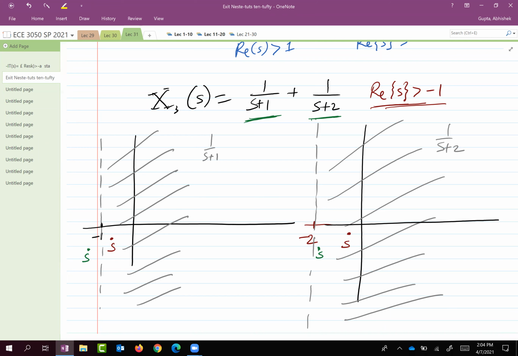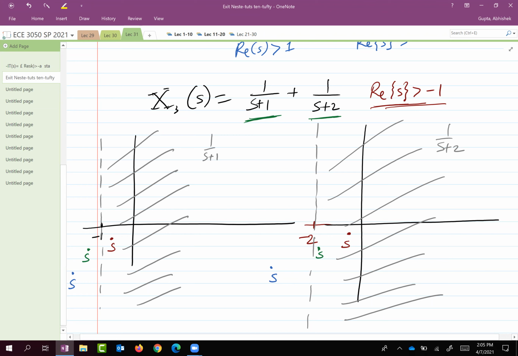Okay, now let's consider an s which is left of -2. It's left of -1, and both the functions 1 over s plus 1 and 1 over s plus 2 are undefined in this region, and therefore this s cannot be part of the region of convergence.